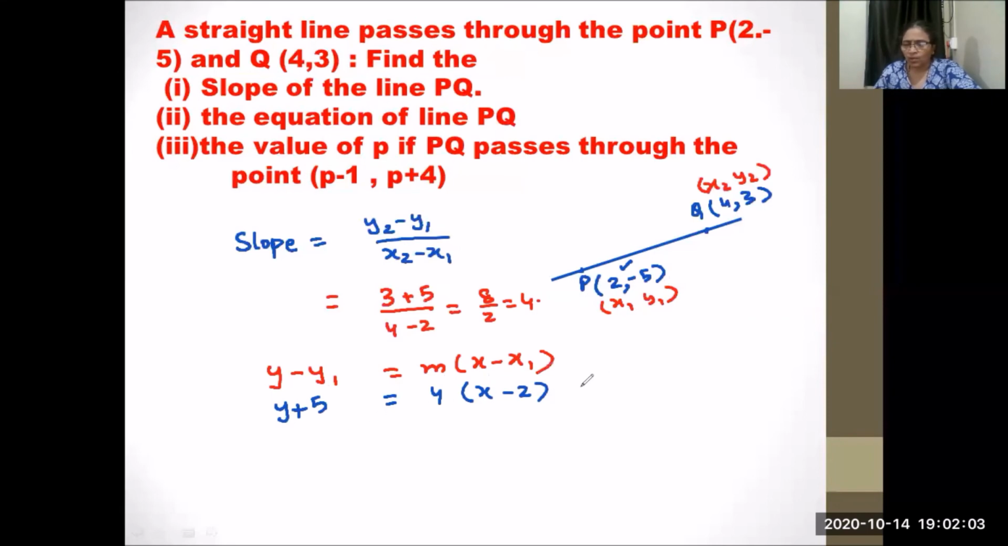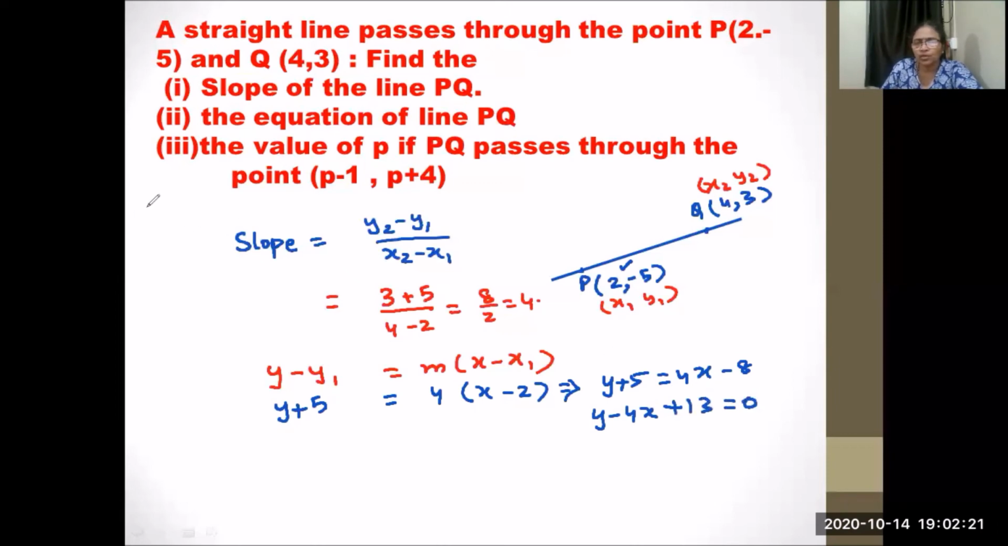Okay, so now what will be the equation of the line here? y plus 5 is equal to 4x minus 8. Now bring everything to the left hand side, it will be y minus 4x plus 13 is equal to 0. Now I'm going to write this equation in one place because I need to find the value of P. y minus 4x plus 13 is equal to 0, and I got the slope as 4.